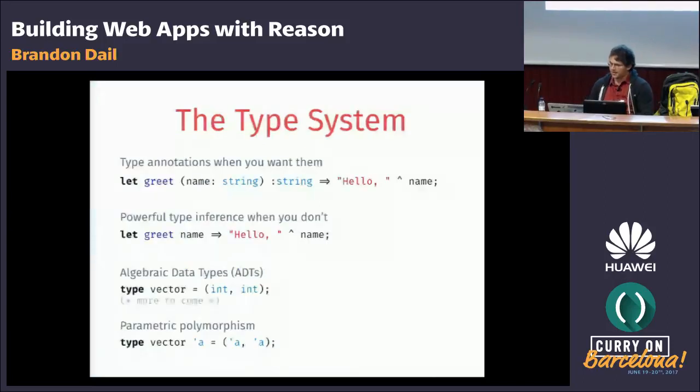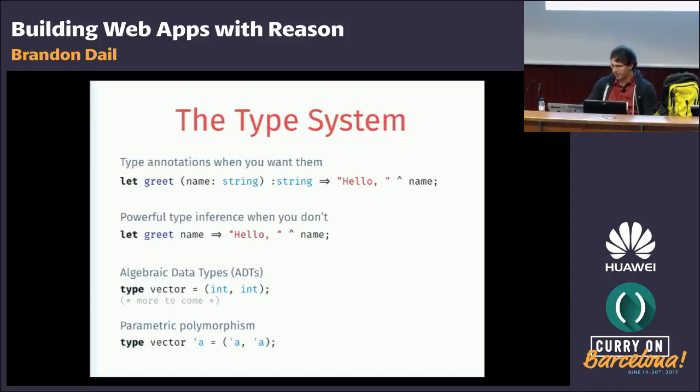So the type system is really powerful, and it's pretty complex to the point that I probably can't cover a lot of it in this talk. But basically, you have type annotations, just like most statically typed languages, but it also has a powerful type inference system, which is one of the biggest features of ML languages. They have really great type inference, so it's a powerful type system that rarely gets in the way. It also supports algebraic data types, or ADTs.